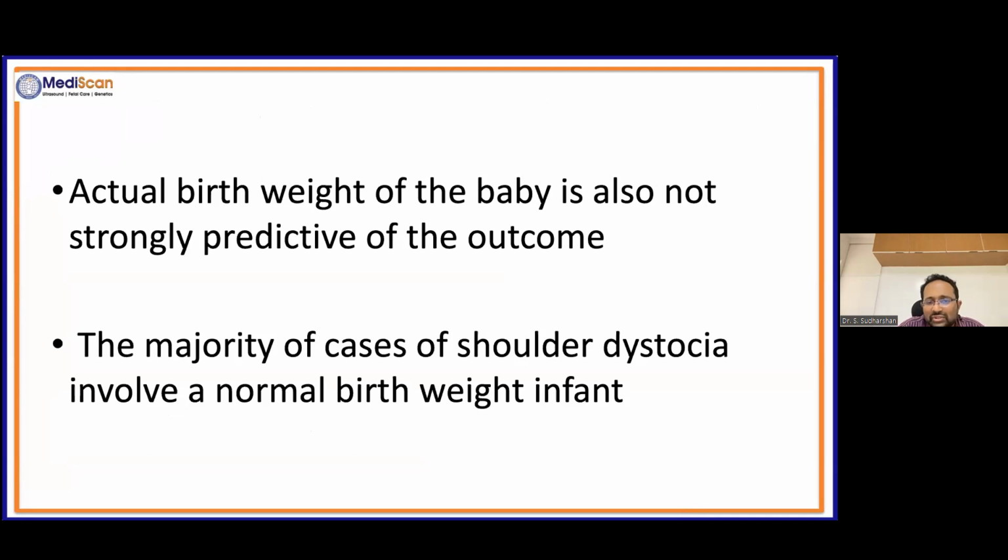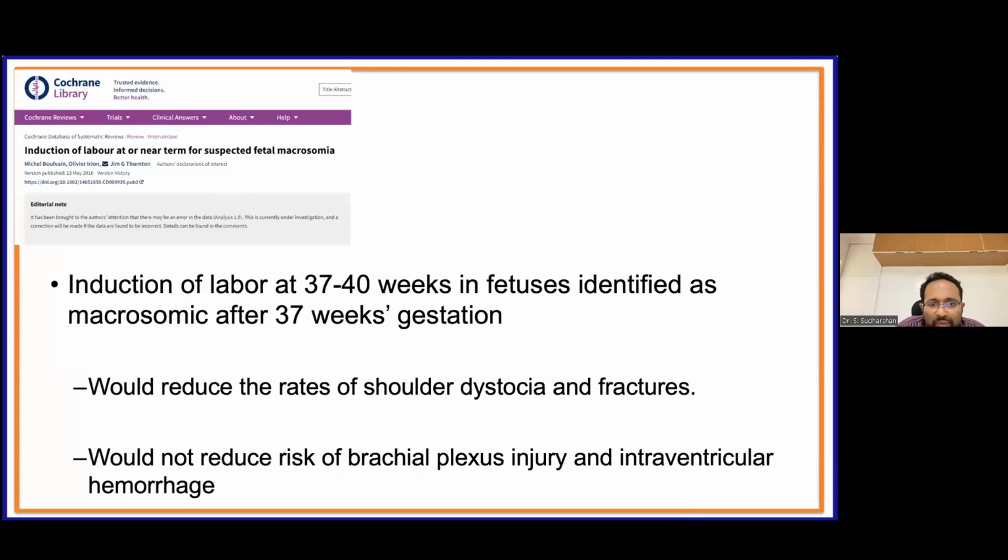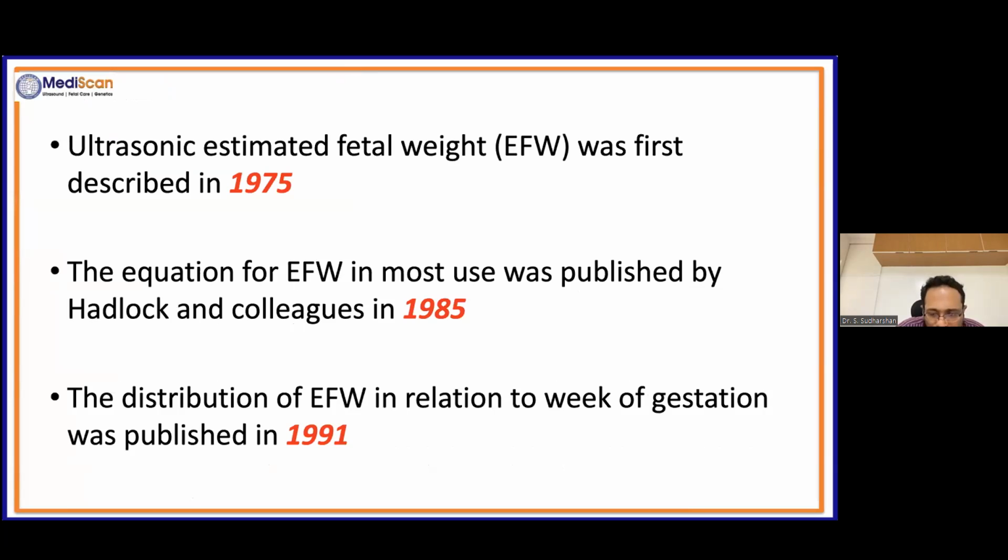The majority of the cases of adverse outcome due to macrosomia actually happen in a normal birth weight infant. So this Cochrane review, published a few years earlier, looked at whether identifying the macrosomic infant and then doing an elective induction of labor prior to 40 weeks would reduce the risk of shoulder dystocia. What this Cochrane review said was, yes, it would reduce the rates of shoulder dystocia, but it may not reduce the risk of the greater complications, that is obstetric brachial plexus injury and intracranial hemorrhage.